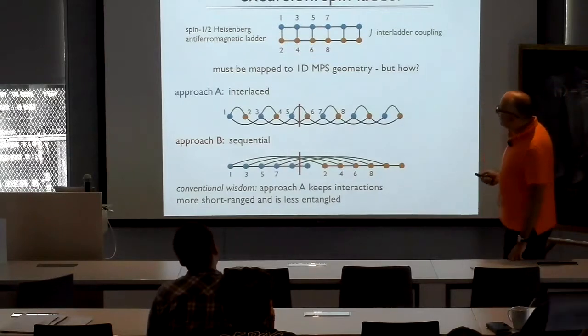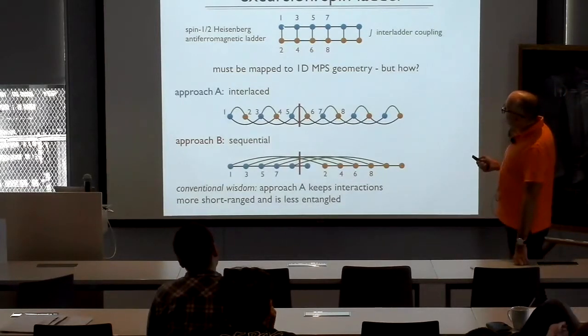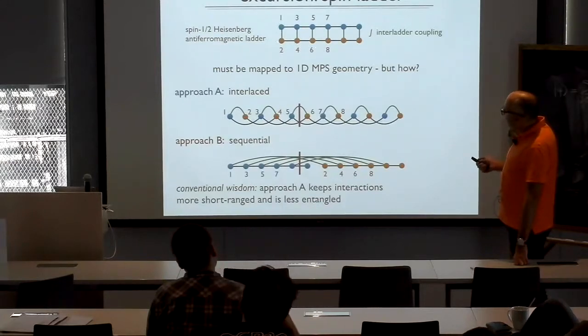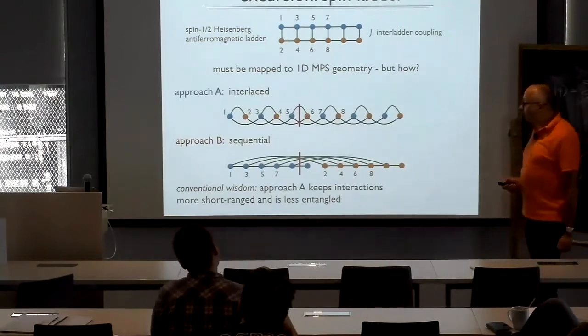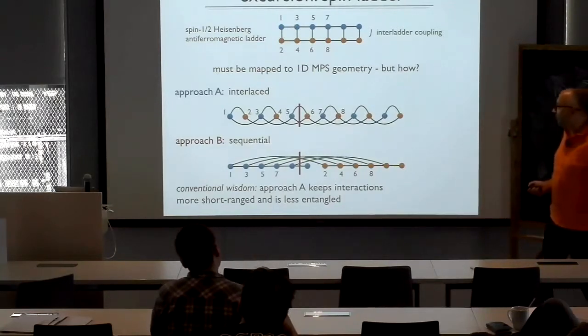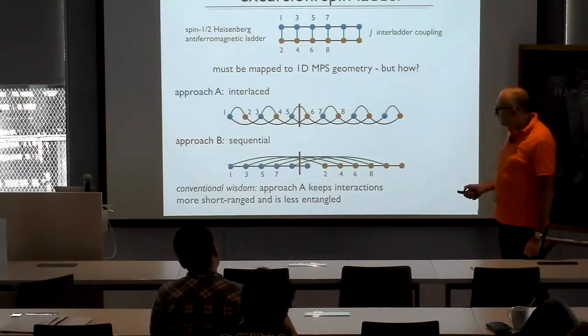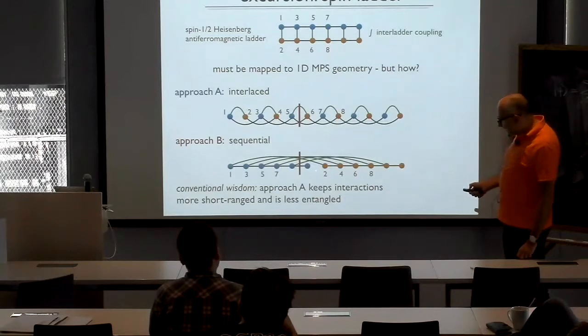I want to discuss two approaches. The one is approach A, where you go zigzag. You interlace the blue and the orange. So your spin ladder turns into that object. Here you have the black interactions, which are next-nearest neighbor then, and you have the interchain ones, which are the green ones here. You could, of course, also envisage doing something which is probably totally stupid, that you put one chain behind the other. Then, of course, you have short-range interactions here, but you have this enormous amount of interactions here.